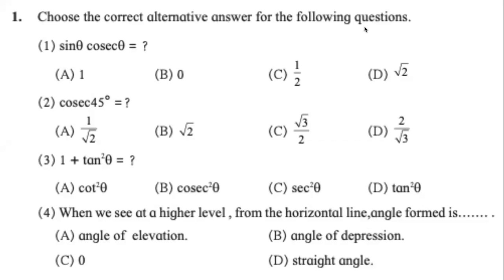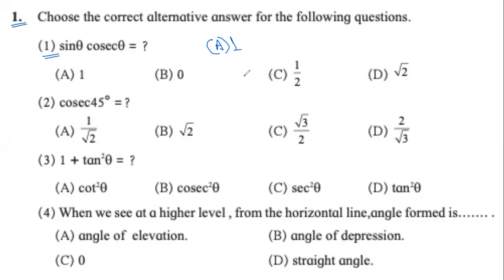I'm going to write it on the screen. Pay attention to the screen. Sine theta into cosec theta equals 1. We really don't need to show anything, right? So the shortest answer will look like this. That's it. And of course, there will be a question number. So question number 1, part 1, answer will be A1.